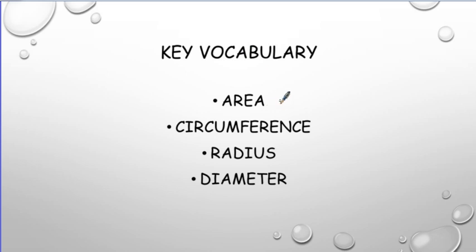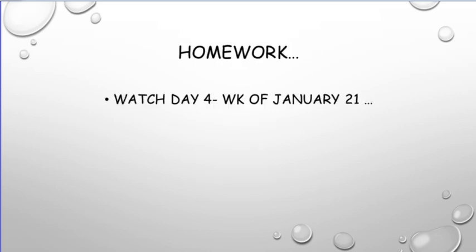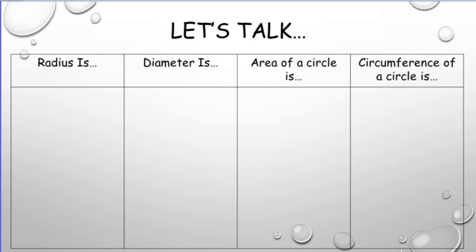Our key vocabulary is area, circumference, radius, and diameter. I'm going to explain to you what this is on the next slide. Okay, so the radius, if I have a circle, the radius is, and I'm going to put it in red, it comes from the center of the circle. I'm going to call it circle P. It comes from the center of the circle to the circumference of the circle. That is called the radius, and it's normally signified by the letter R.